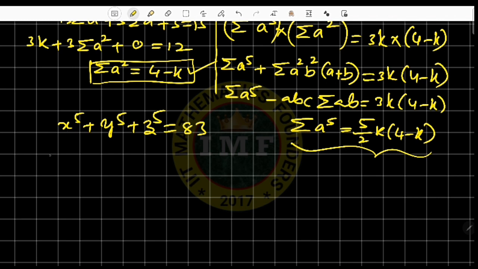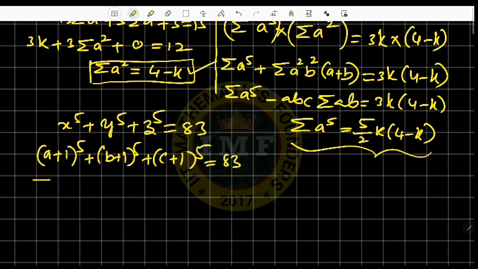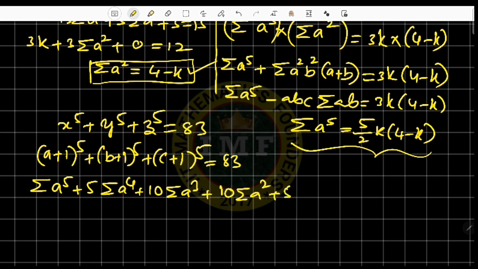Here I am substituting x as a plus 1, as I have given in the beginning, and y as b plus 1 and z as c plus 1, whole power 5, that equals 83. If you simplify this, you will get sigma a power 5 plus 5 into sigma a power 4 plus 10 into sigma a cube plus 10 into sigma a square plus 5 into sigma a plus 3 equals 83.